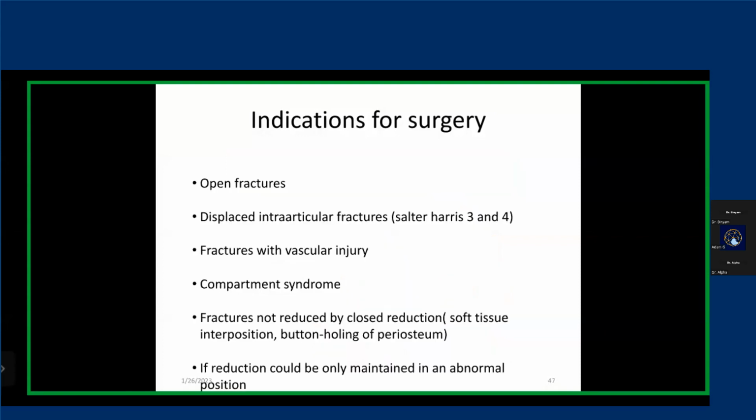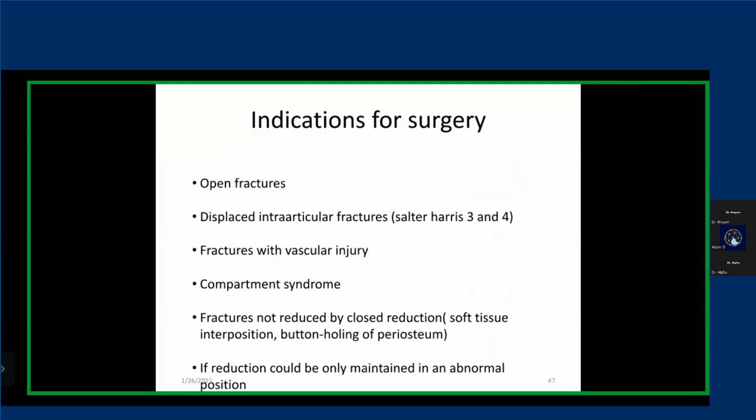So what are the indications for surgery? One is open fracture. Open fractures are always operated on, always debrided, and always stabilized. Displaced intra-articular fracture, that means Salter-Harris type 3 and Salter-Harris type 4 fractures.